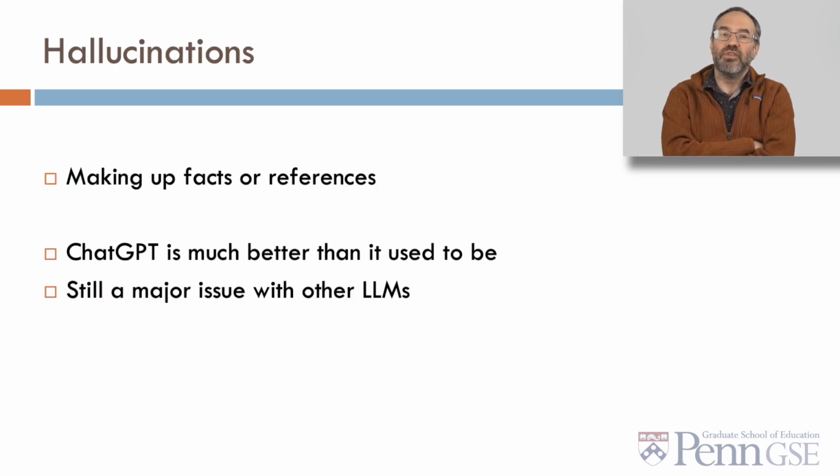Another issue that's gotten a lot of attention in the media, more popularly, is hallucinations, where it simply makes up facts or references. ChatGPT is much better about this than it used to be. I've very little seen this happen recently, but it remains a major issue with other large language models, including recently Falcon insisting to me that Cairo, Egypt didn't have a single library in it.